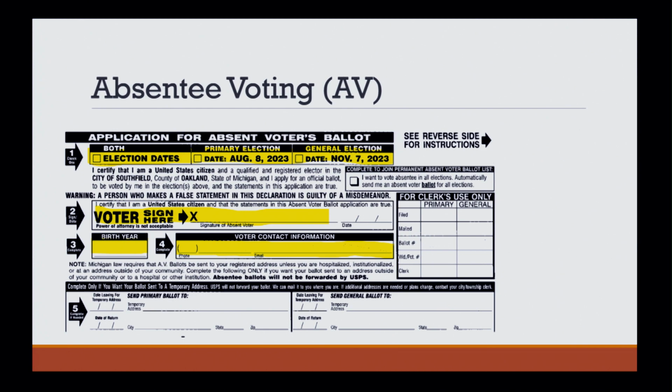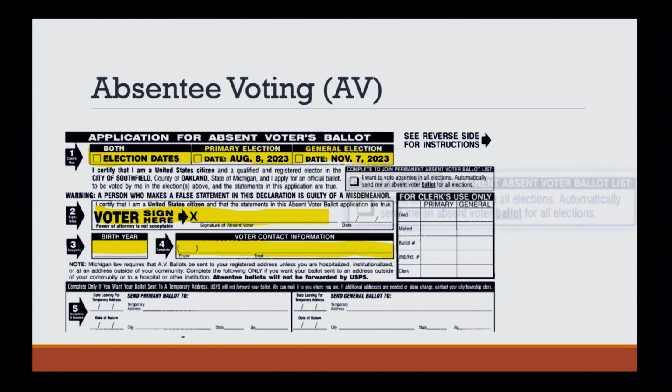So the state of Michigan is now a no-reason absentee state, so you can cast an absentee ballot without having a reason. The Michigan law requires that an application is signed every time there is an election, so that's why you continue to get ballot and applications in the mail.